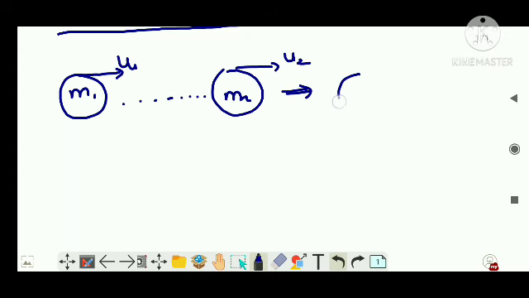Actually what happens is M1 will stick with M2. Let's say M1 will be deformed like this, and M2 might be deformed like this, right? So this is M1 and this is M2. That is what happens. Two cars collide. Don't you feel they will be deformed?